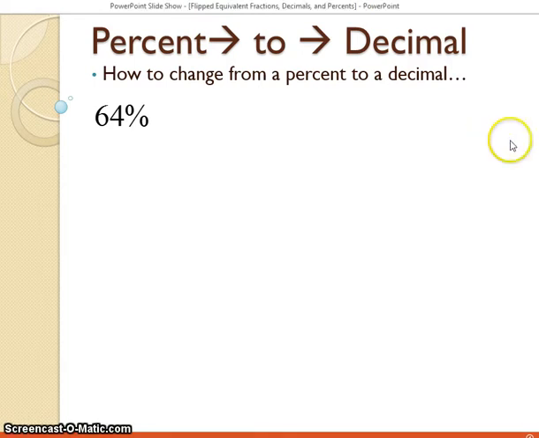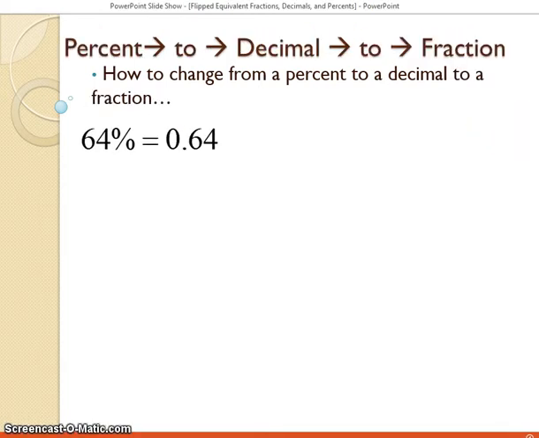So now we have shown that 64% is the same as 0.64. Remember, this is the hundredths column. This is a percent symbol. They both literally mean out of 100. So as a fraction, we would say that is 64 out of 100.